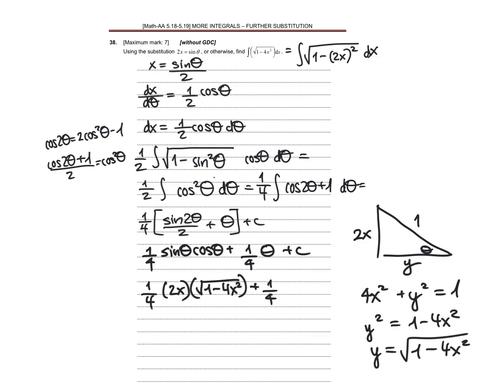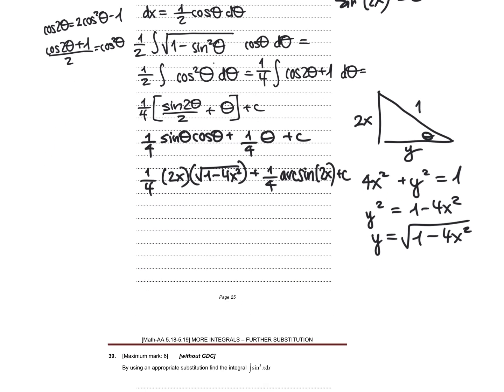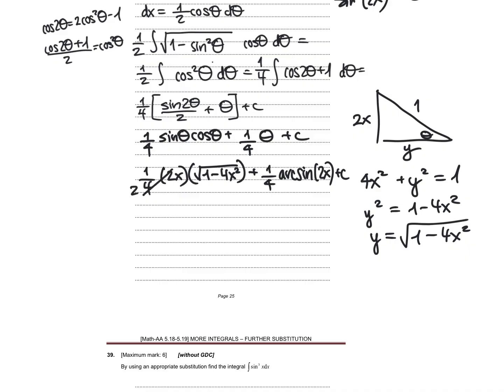So if we have 2x is sine theta, theta is sine inverse or arc sine 2x. Then plus c. That's the final answer. Well, we can simplify this a bit more. So we have 1/2 x root 1 minus 4x squared, sorry, 4x squared, plus 1/4 arc sine 2x plus c.